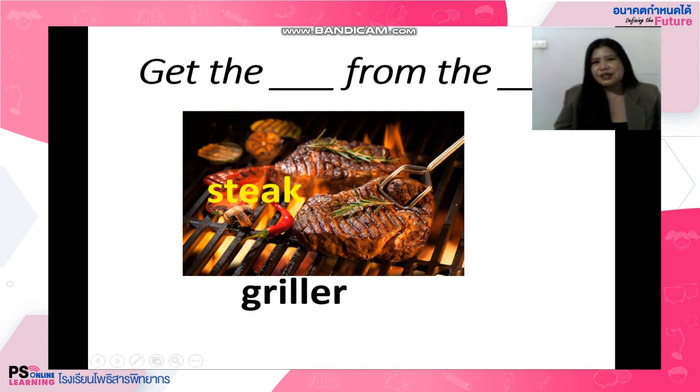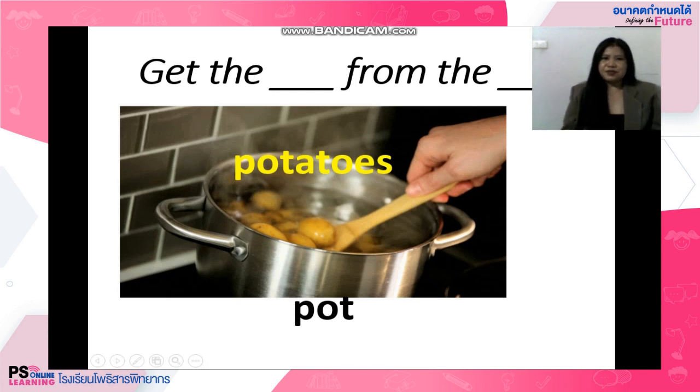Get it? Another example. We have the potatoes and we have a pot. What is the sentence? Correct. It's get the potatoes from the pot. Very good. Remember that phrase, remember that sentence because you're going to do it later.